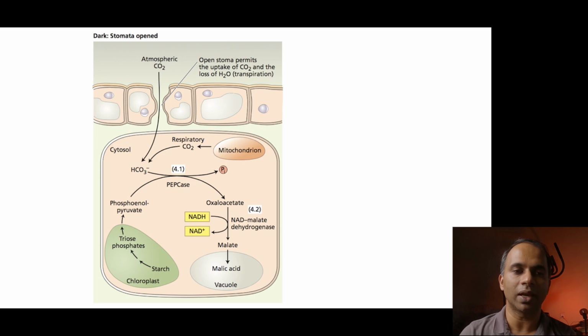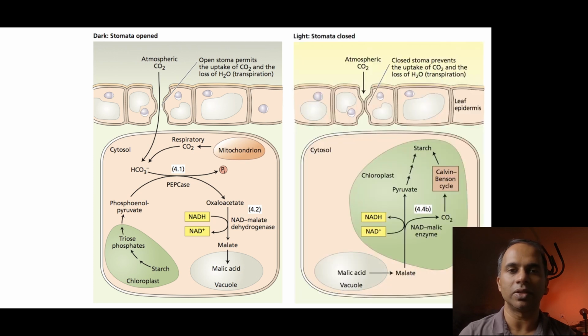In order to make oxaloacetate, the phosphoenolpyruvate comes from the metabolism of starch into triose phosphate to phosphoenolpyruvate inside the chloroplast. And eventually at night you have a storage, or a reserve, of malic acid inside the vacuole. And when light is there, the stomata are going to close, because otherwise they will lose water.